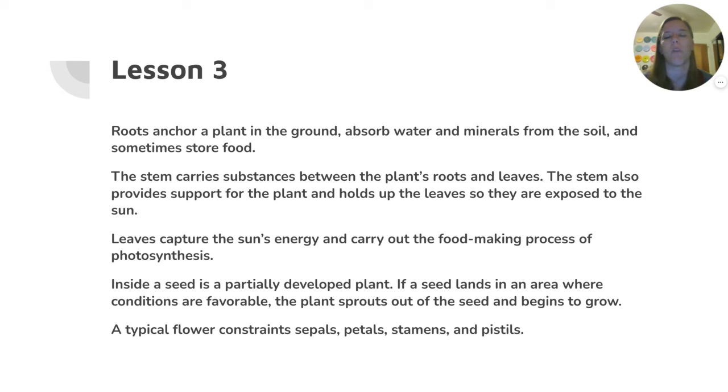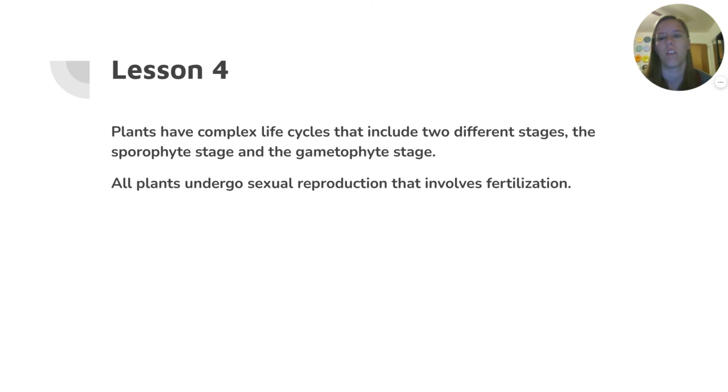Inside a seed is a partially developed plant. If a seed lands in an area where conditions are favorable, the plant sprouts out of the seed and begins to grow. And then a typical flower contains sepals, petals, stamens, and pistils. Lesson 4. Plants have complex life cycles that include 2 different stages, the sporophyte stage and the gametophyte stage. All plants undergo sexual reproduction that involves fertilization.